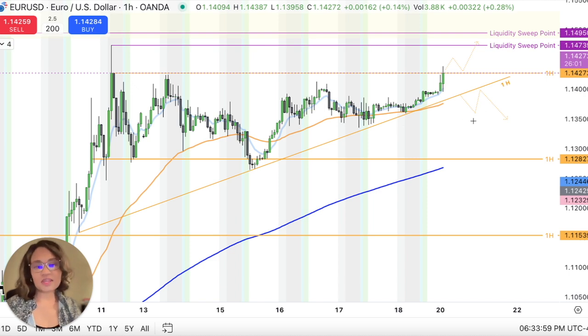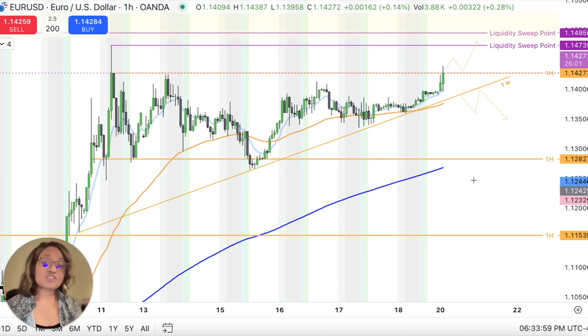It helps to confer with other people and collaborate with others when you're marking up your charts, especially when you're a beginner. Okay, so we've got some liquidity sweep points up here. We know that I like to mark those in purple. And we've got our trend line. 1 touch, 2 touches, and 3 touches. So this is a pretty good trend line on the 1 hour time frame.